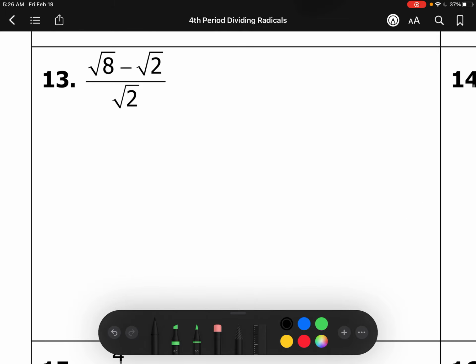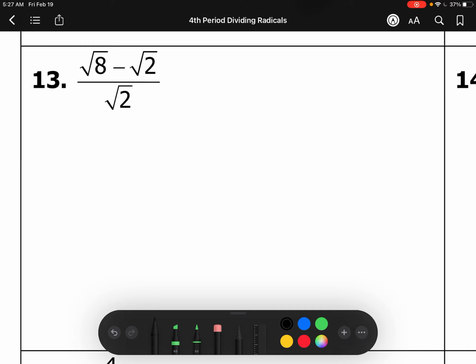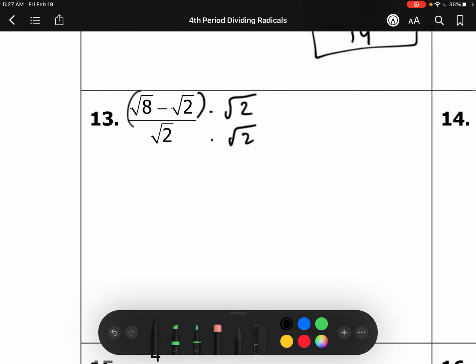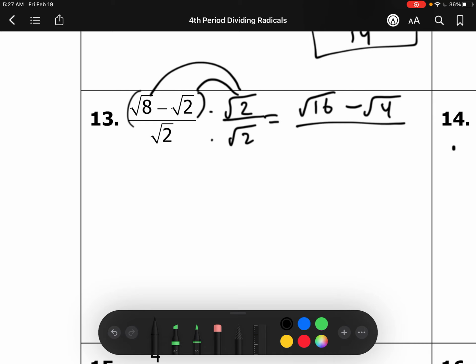Next we have number 13. For number 13, this is a little bit different from what we've been doing. It looks the same, right? We're still multiplying. We have a binomial, so we're multiplying by the radical. However, our numerator is a binomial, so we're going to have to distribute this in here, right? So the square root of 2 times the square root of 8 is going to be the square root of 16. And then the square root of 2 times the square root of 2 is going to be the square root of 4, right? And then we have a minus in between them, so that's why I wrote the minus there.